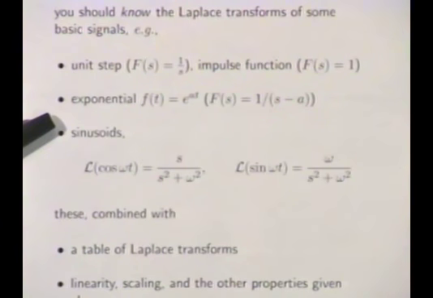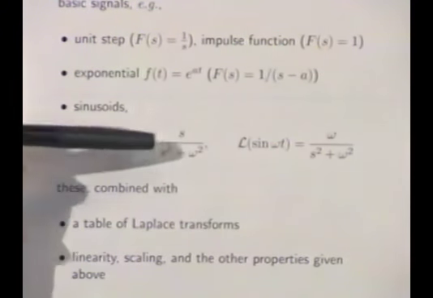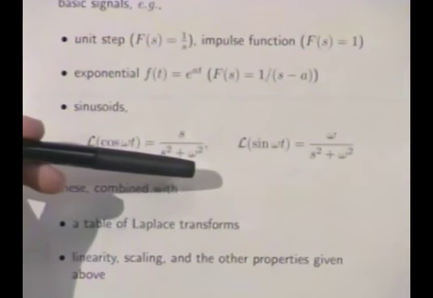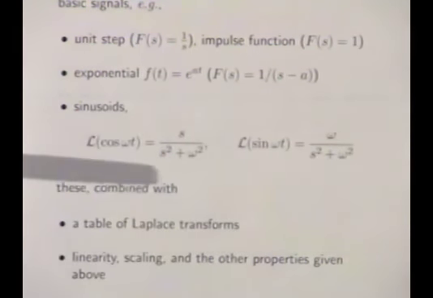No, somebody tell me. E to the minus 5t, exactly. And there just shouldn't be any hesitation there. Sinusoids. Sinusoids look like this: the Laplace transform of cosine is s over s squared plus omega squared. Laplace of sine is omega over s squared plus omega squared.